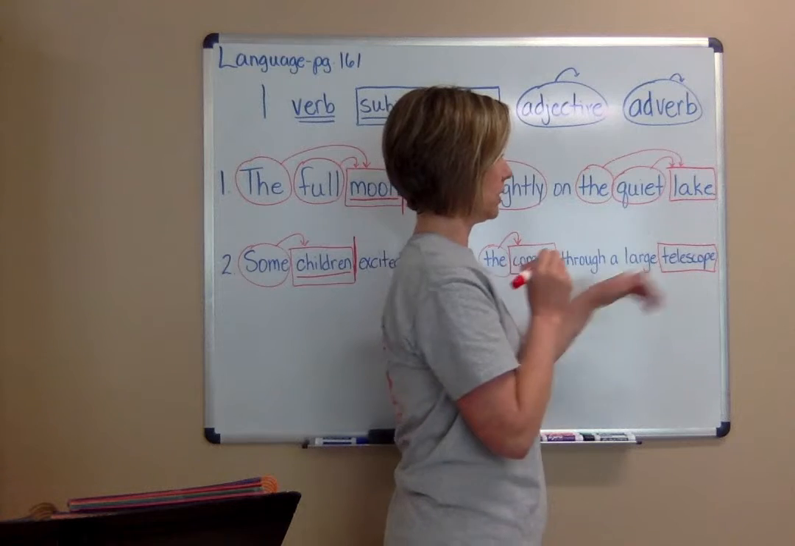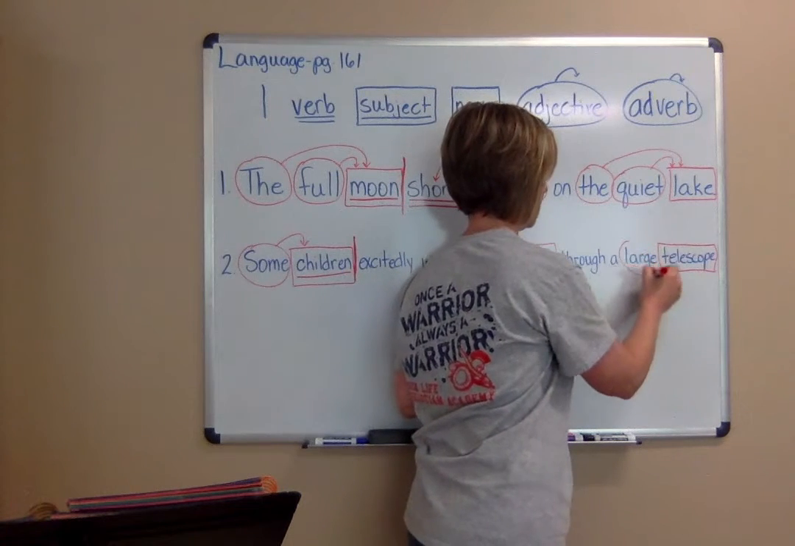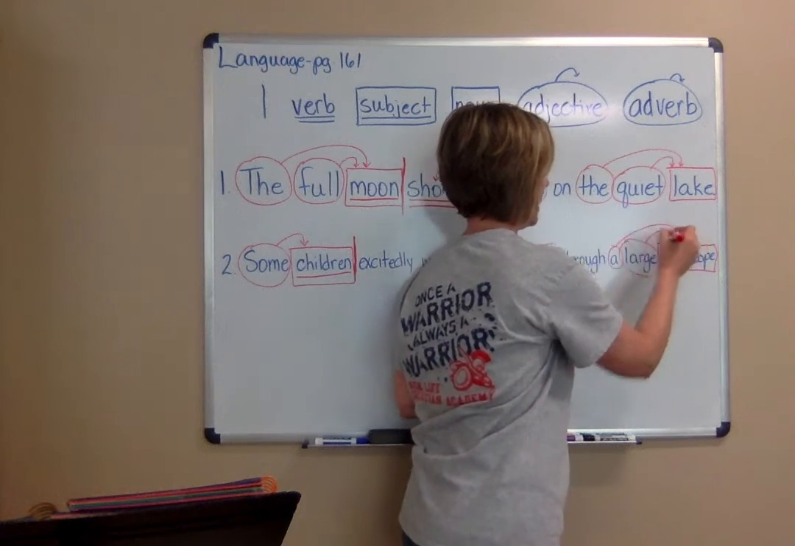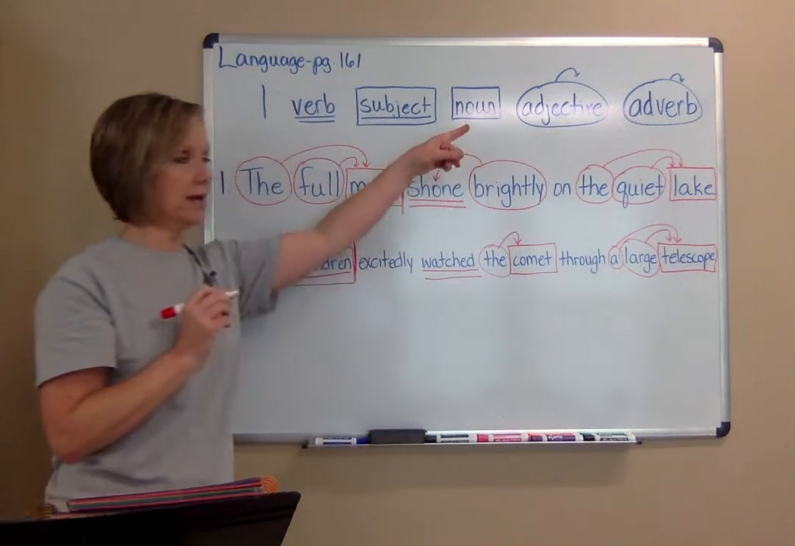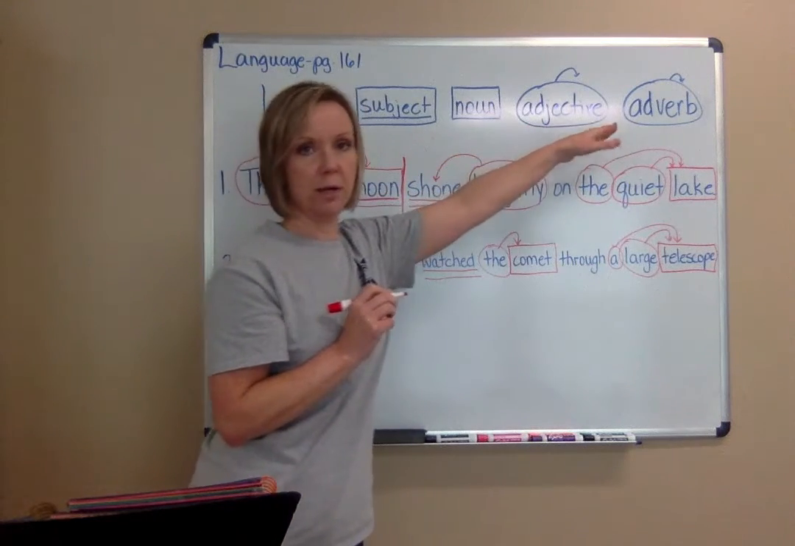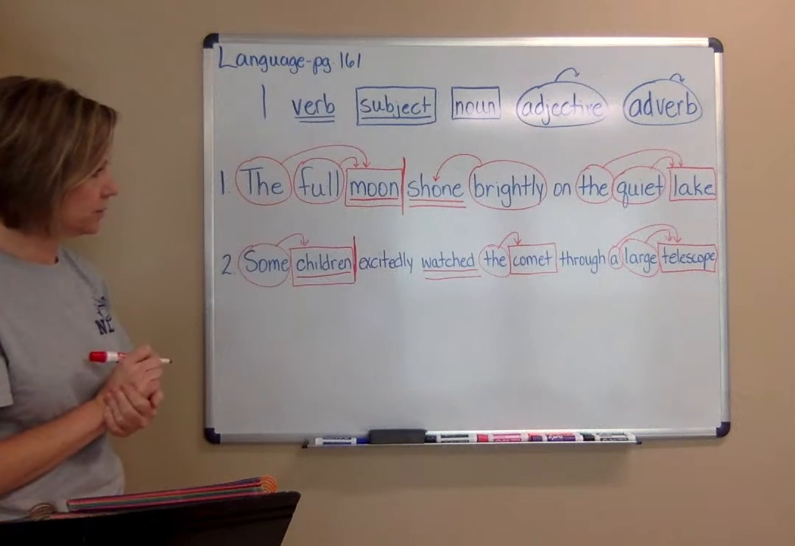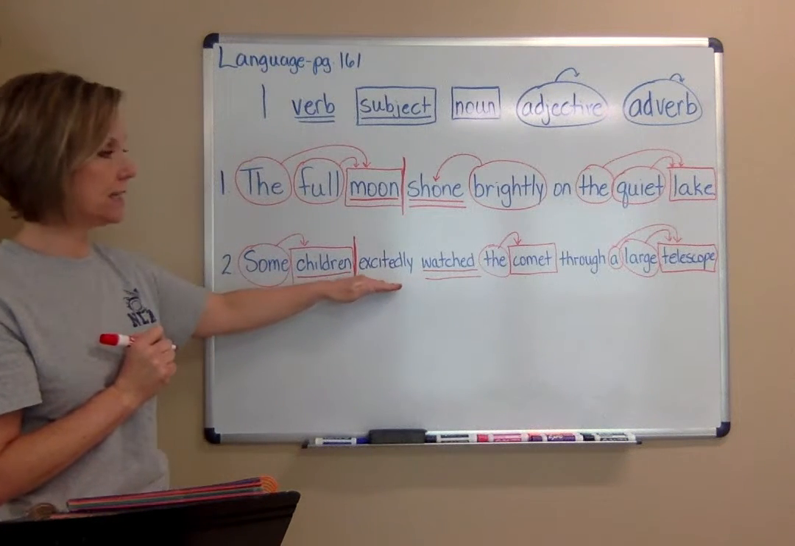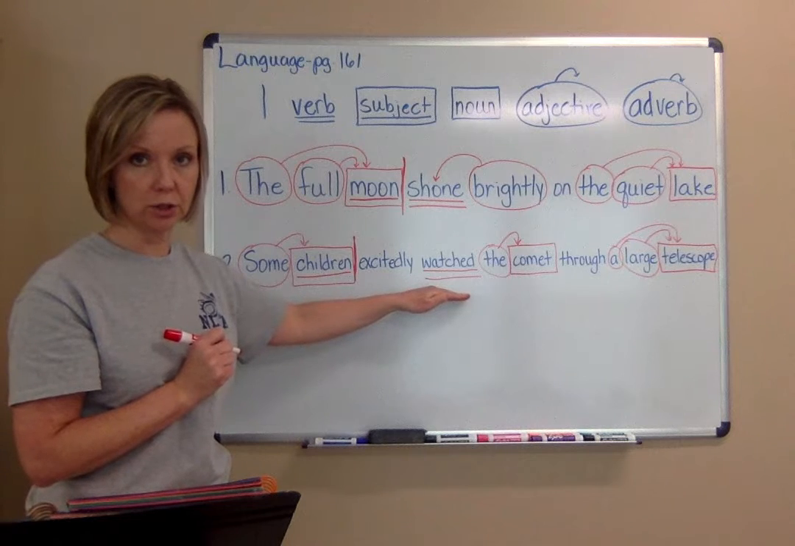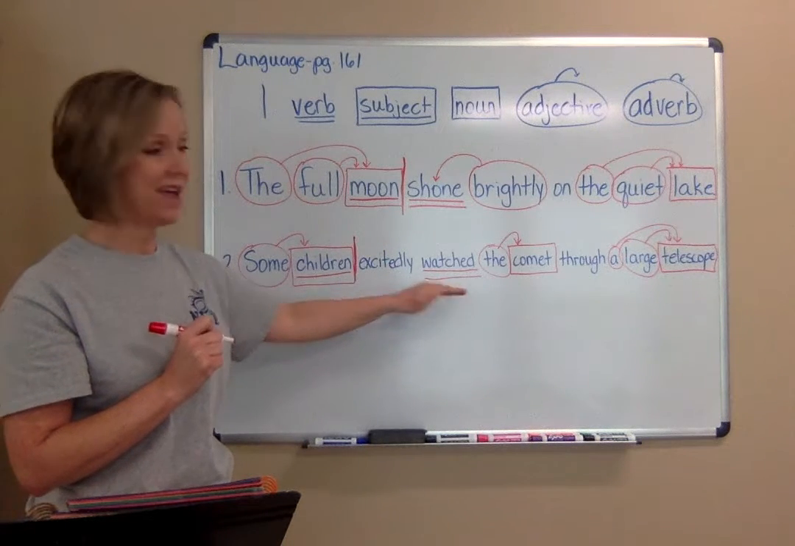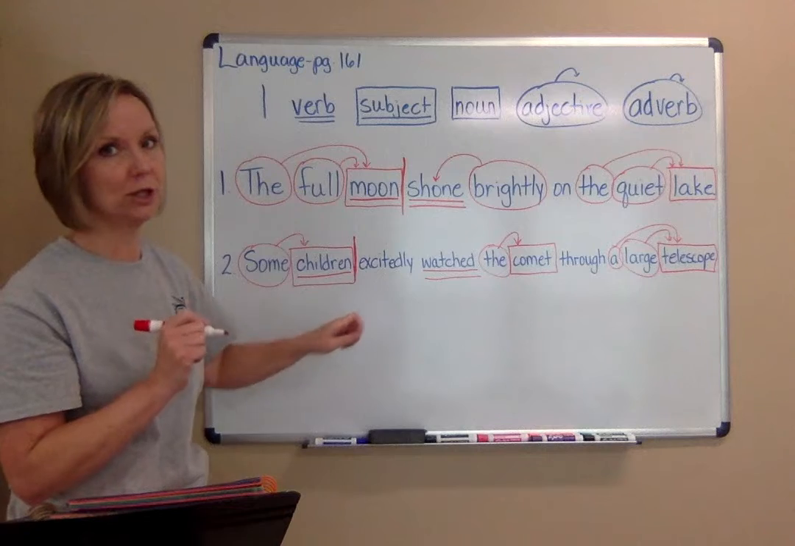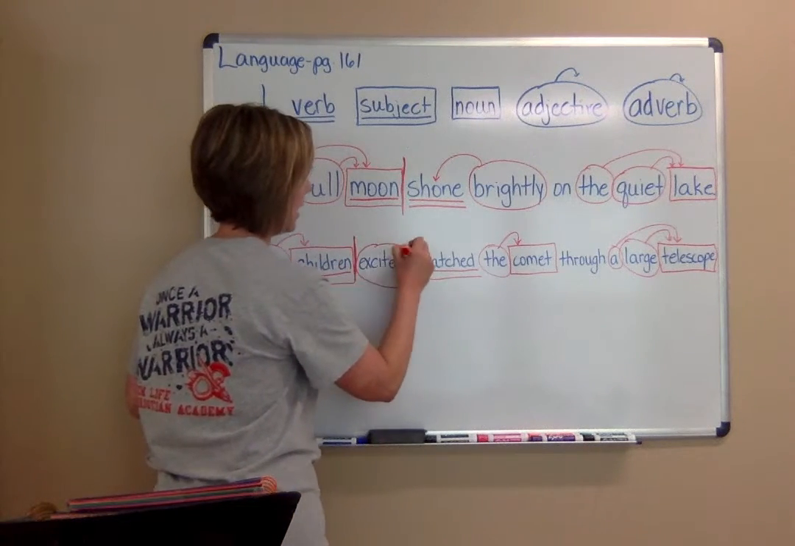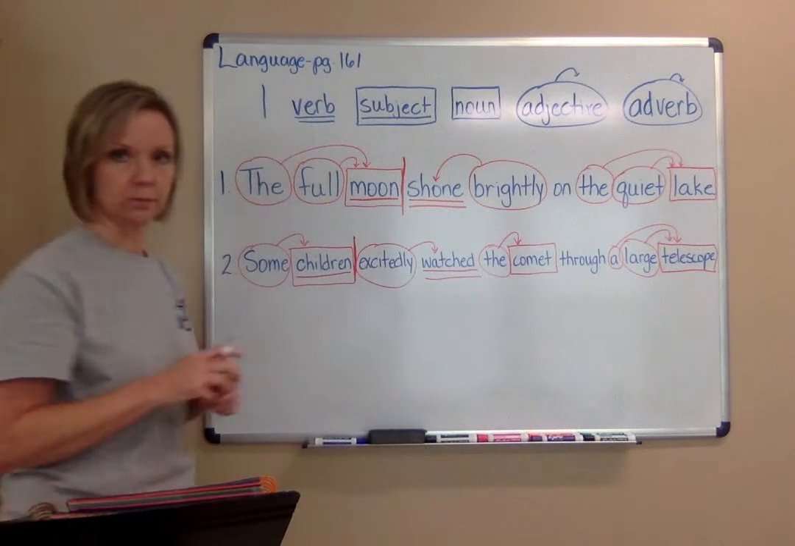Does large describe telescope? What kind? And then, of course, we'll pick up a, and the. So now we've got our adjectives out of the way. Now we need to pick up our adverbs. So my verb is watched. Does excitedly describe watched? Yes, it tells you how. And it ends in ly, and that's usually a good clue also. So we're going to circle excitedly and match it to watched.